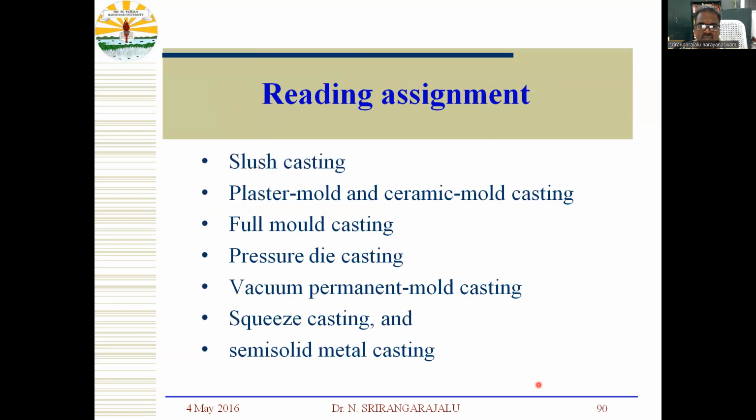Reading assignment: slush casting, plaster mold and ceramic mold casting, full mold casting process, pressure die casting, vacuum permanent mold casting, squeeze casting, and semi-solid metal casting.